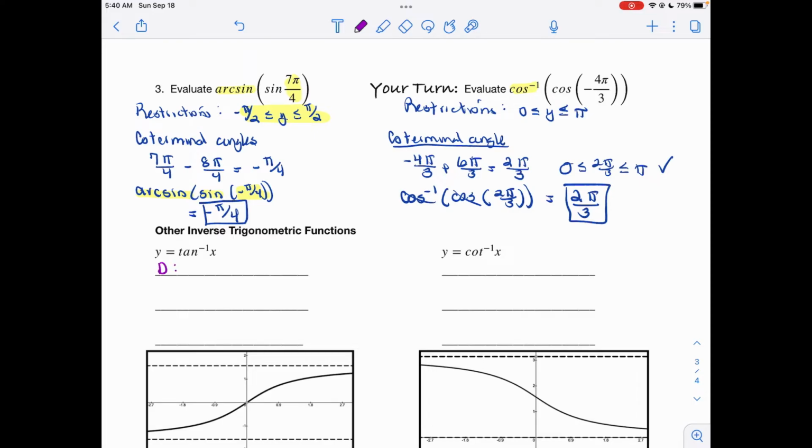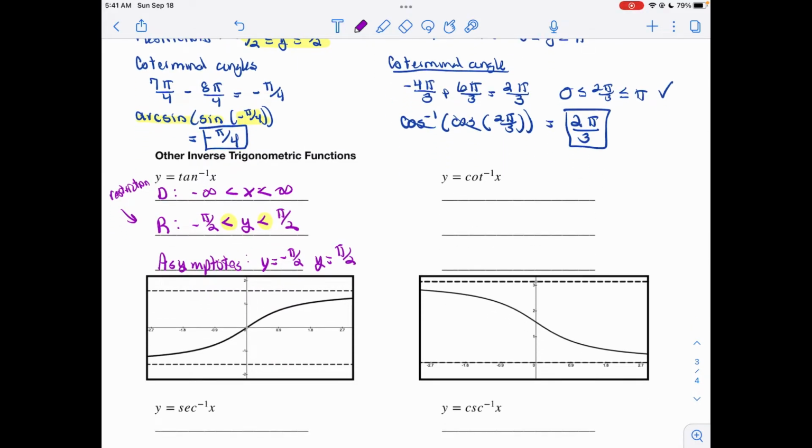So the domain of the inverse tangent function, or the angle whose tangent is x, would be all real numbers. Our range is what we're going to look at when we find our restrictions. That's what our restrictions are: from negative pi over 2 to pi over 2, not including those endpoints. And the reason why we don't include those endpoints is because we have asymptotes at y equals negative pi over 2 and y equals pi over 2. And so here below it, you can see the graph of the inverse tangent function.